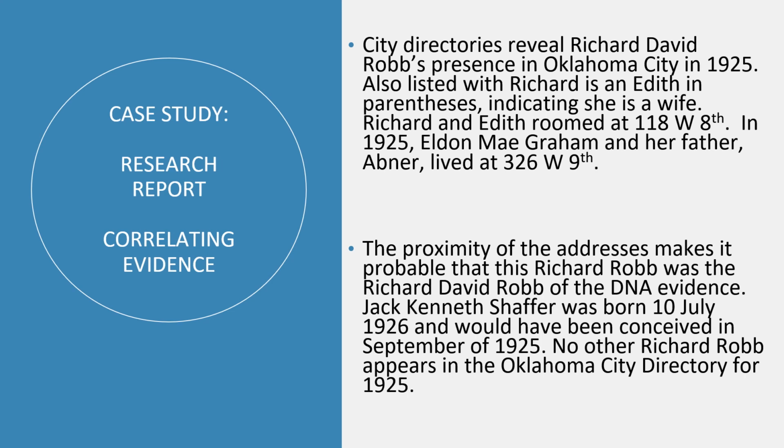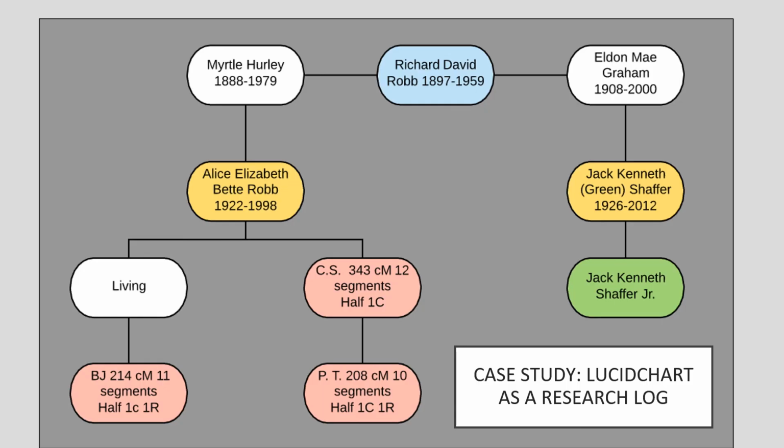evidence. Jack Kenneth Schaefer was born 10 July 1926 and would have been conceived in September of 1925. No other Richard Robb appears in the Oklahoma City directory for 1925. All right, so we've got some paragraphs there that are explaining the research.